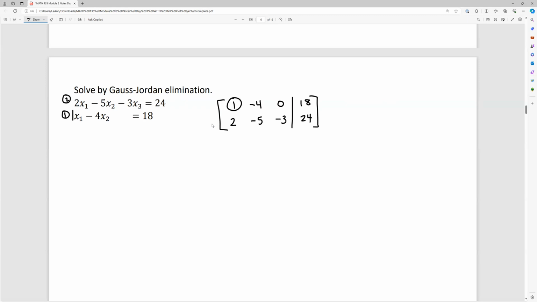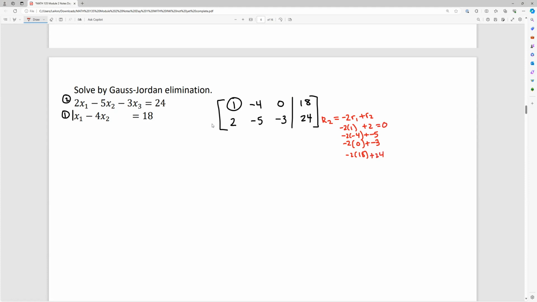We already have the desired 1 in the top corner. So we're going to just be trying to clear that out below it and make it a 0. So for row 2, we're going to do negative 2 times row 1 plus the row 2. So we're going to write our pieces here. So negative 2 times 1, negative 2 times negative 4. So notice I'm just grabbing all the row 1 values, negative 2 times 0, negative 2 times 18. Then we get our row 2 elements. So plus 2, plus the negative 5, plus the negative 3, and then plus the 24.